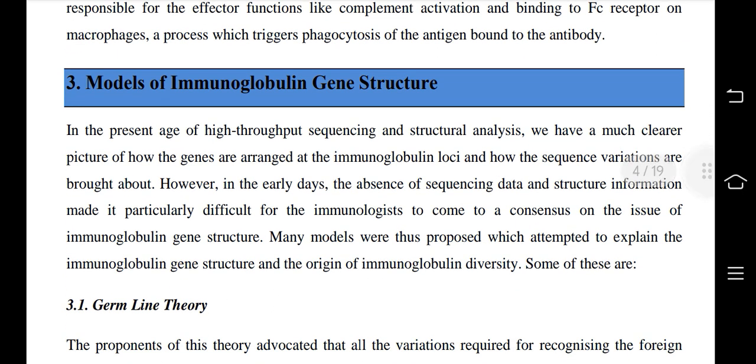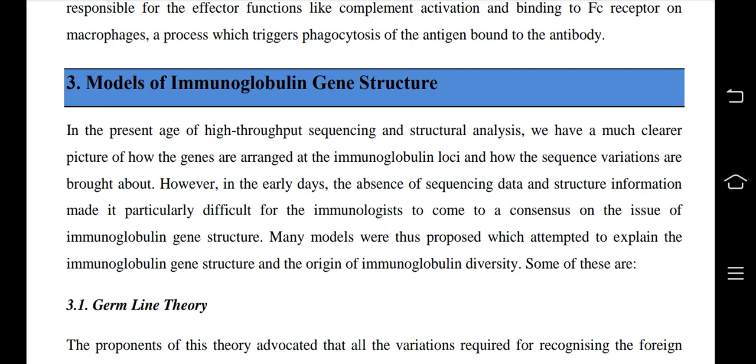Some models of immunoglobulin gene structure. In the present age of high throughput sequencing and structural analysis, we have a much clearer picture of how the genes are arranged at the immunoglobulin loci and how the sequence variations are brought about. However, in the early days, the absence of sequencing data and structural information made it particularly difficult for immunologists to come to a consensus on the issue of immunoglobulin gene structure. Many models were thus proposed which attempted to explain the immunoglobulin gene structure and the origin of immunoglobulin diversity.